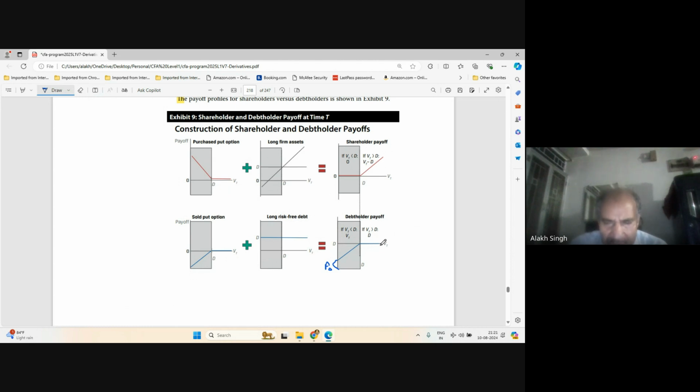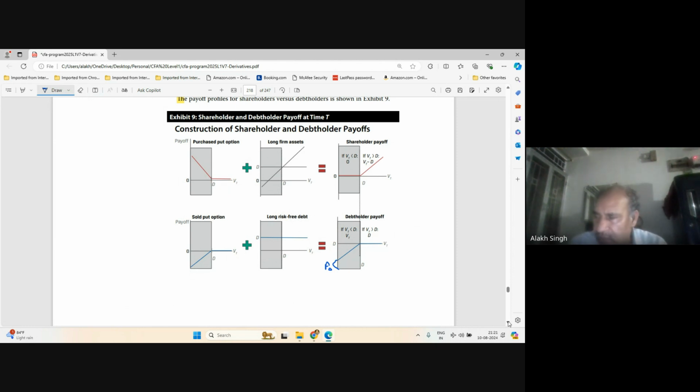So this one looks like buying a risk-free debt and selling a put. Because the put price is only this much, that's what it starts above, and this difference is from buying the risk-free debt.